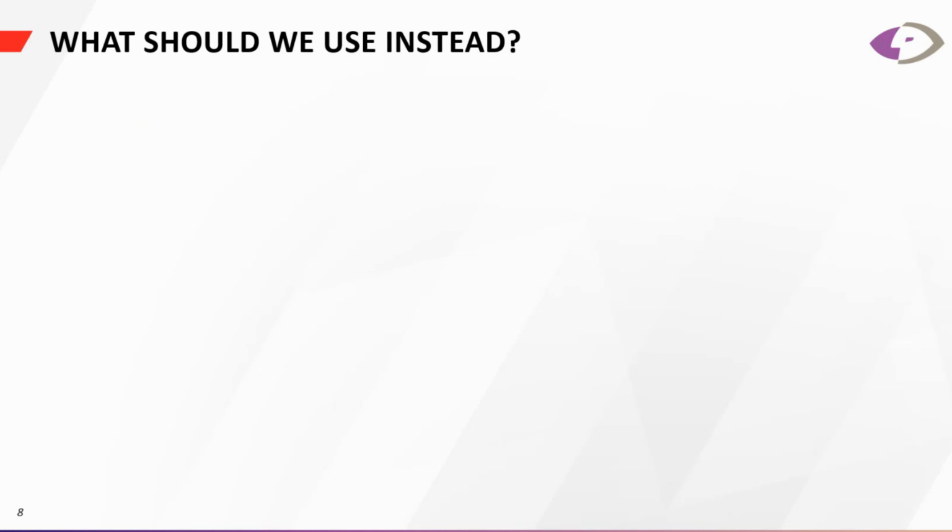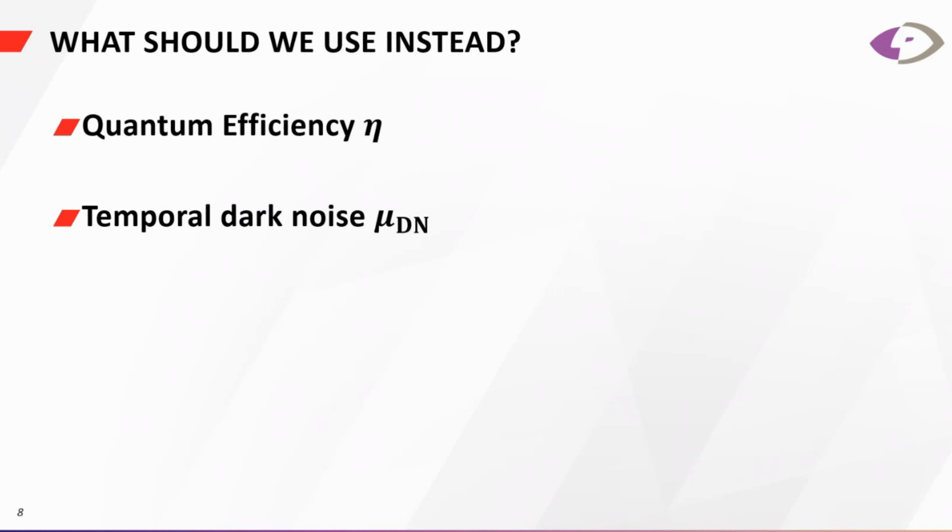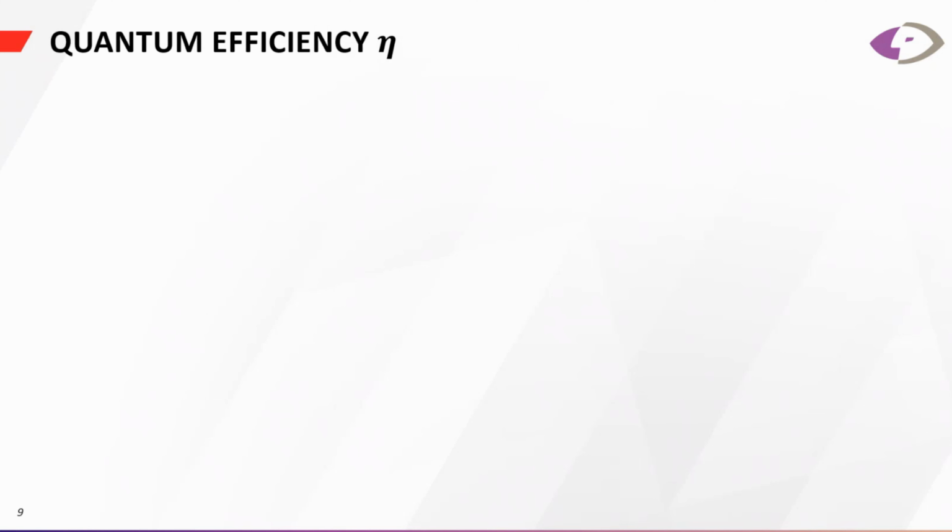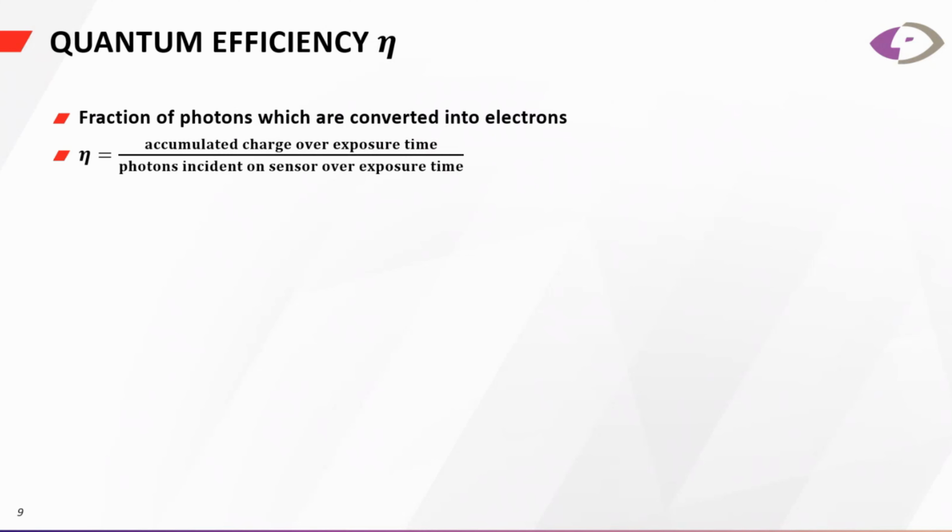To us, there are 3 quantities that you should be looking out for when you want to measure sensitivity. There's quantum efficiency, there's temporal dark noise, and there's pixel area. And we'll go through each of these one by one. So we start off with quantum efficiency. Quantum efficiency is the fraction of photons which are converted into electrons. Quantitatively, it looks like this. It's the accumulative charge over exposure time divided by the photons incident on the sensor over that exposure time.